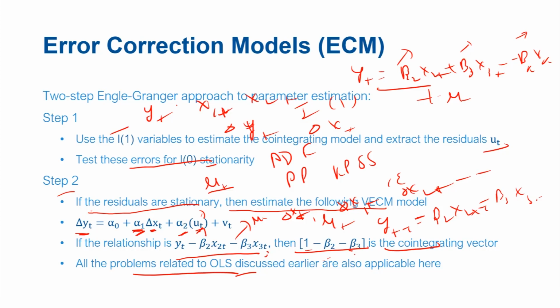The ECM kind of model will only exist if these error terms were stationary and I(0), and if they were, then we would go ahead with the ECM model, which is a combination of first differences and lag terms of the time series variables. If the error terms are not stationary, then we have to restrict ourselves to only the short-term relationship.